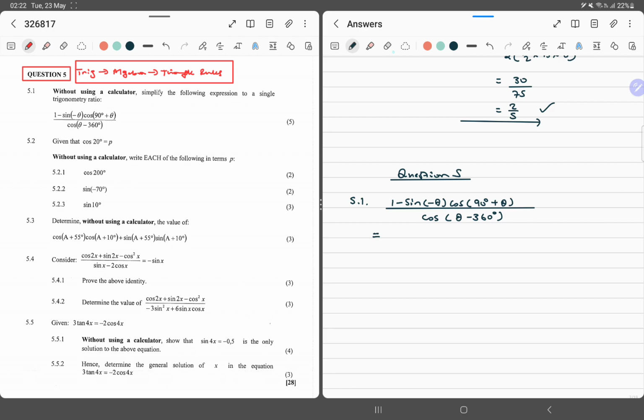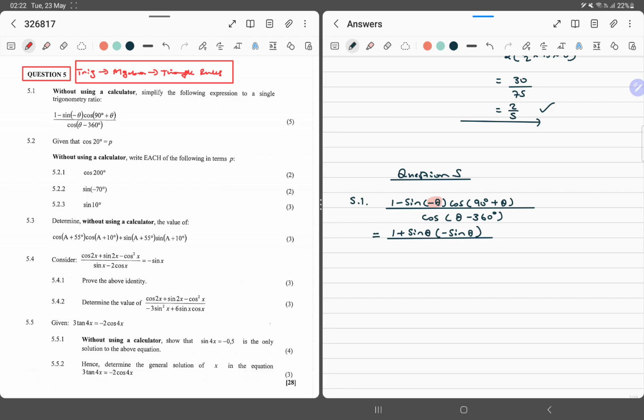So first of all, what is the sign of a negative angle? It is negative because that is an angle in the 4th quadrant. So negative times negative is just going to be 1 plus sine theta. And then you sort this one out. Co-ratios, 90 plus theta is the 2nd quadrant. Cos is negative there. So this is going to be minus sine theta.